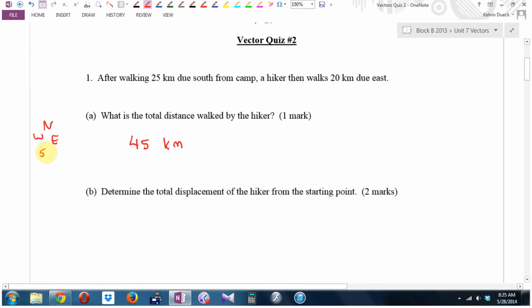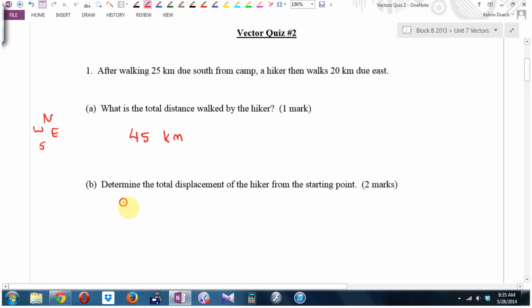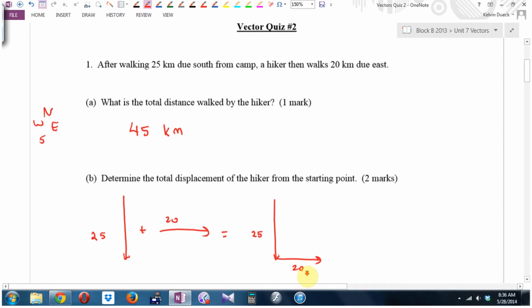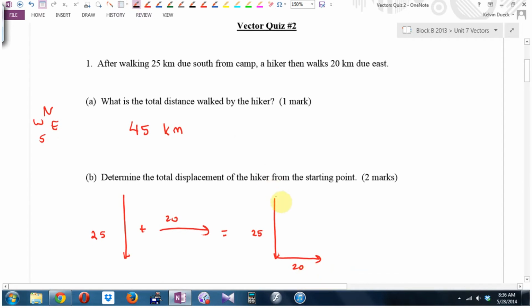So 25 kilometers due south, plus 20 kilometers due east. I guess I got a hankering to add those together. Eric, any thoughts on how I could draw them? Tip to tail, you say. And I drew the 20 a little bit shorter. There is the displacement.